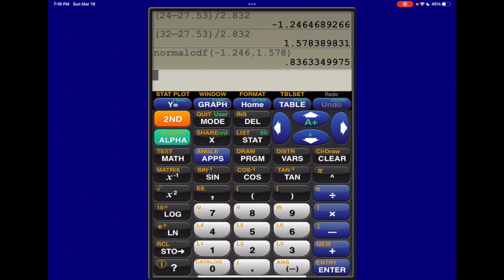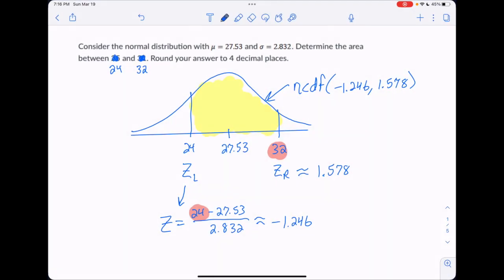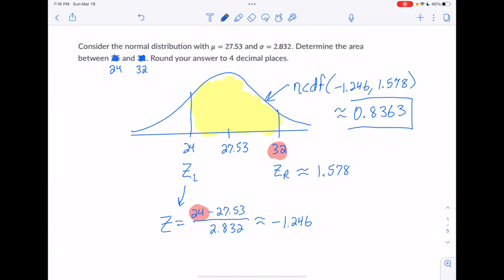We get 0.8363, followed by a 3, so we'll stick with the 3. So 0.8363. So let's go back and write that down. And then that area in between is what they asked for. They wanted 4 decimal places. That's what we're giving them. So that's what we're going to enter into active learning right there.